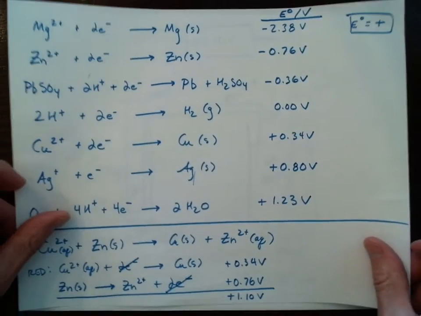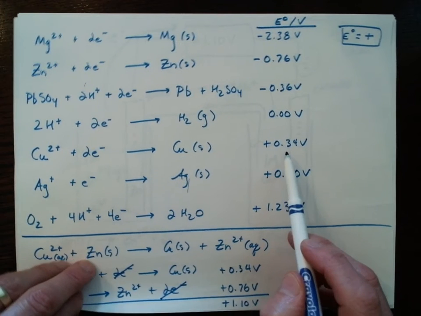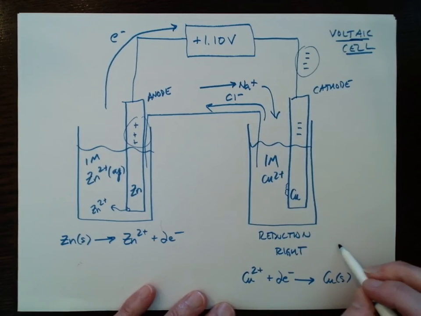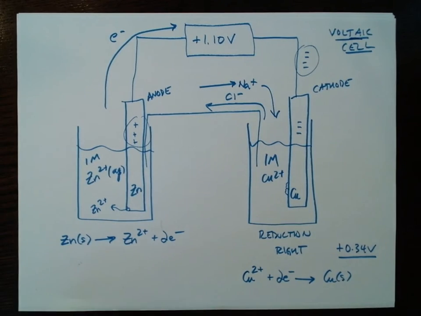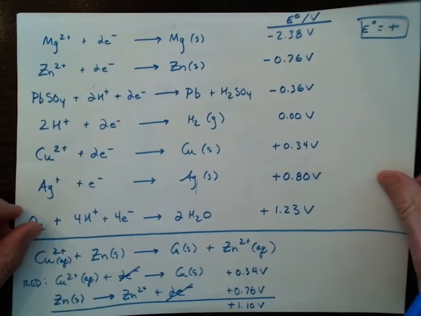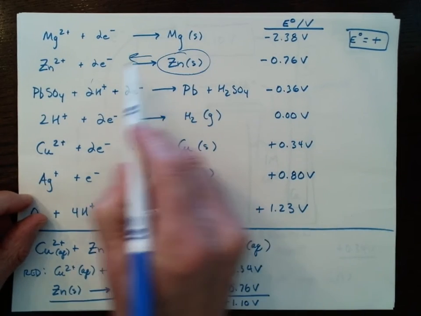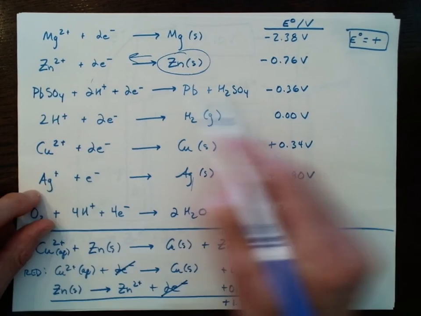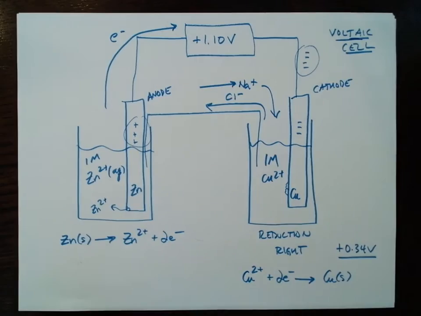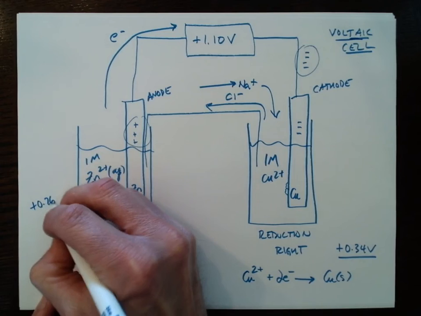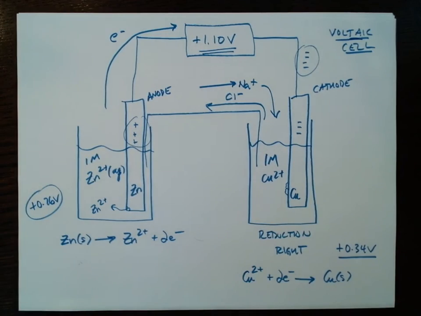Now let's look at the reduction potentials for these. We have copper 2+ plus 2 electrons going to copper solid. That's a positive 0.34 volts, so I can write that over here. And here we have an oxidation. So we're going to flip this reaction, right? Zinc solid going in this direction to zinc ion. Since it's an oxidation, we flip this, positive 0.76 volts on this side, and we add them together to get our 1.10 volts.